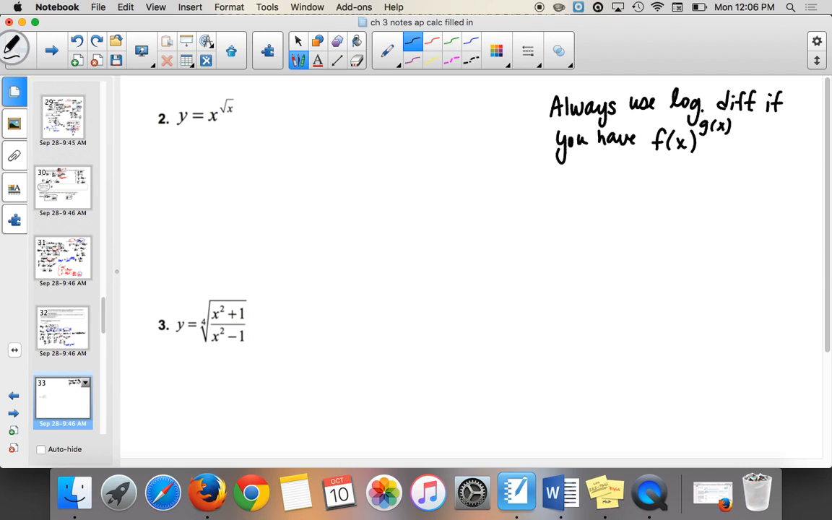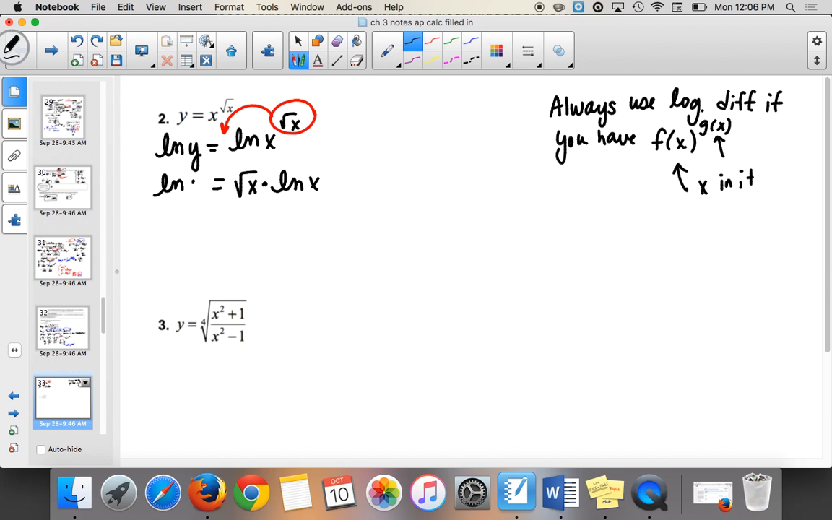So I'm writing like f of x to the g of x. You have to, because we don't have a rule for that. We don't have a rule for like x to the x. So we're going to do the natural log of both sides because that allows us to pull the square root of x to the front. So we get square root of x times the natural log of x is equal to the natural log of y. We have not taken a derivative at all.